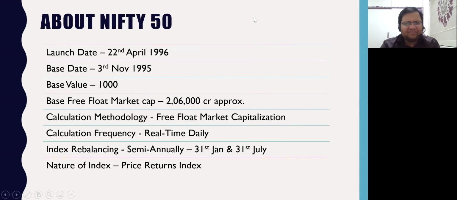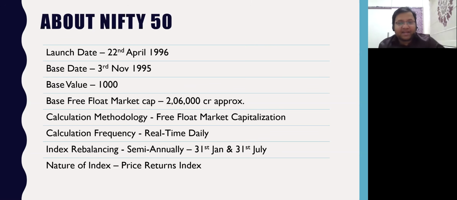Some facts about the Nifty 50. It was launched on 22nd of April 1996. So almost 24 years we have here. Base date is 3rd November 1995. Base value is not 22nd April. It was launched on 22nd April, but the base date was 3rd November 1995. So the launch date was basically 1 year after the formation of the National Stock Exchange. Base value is 1000. It is not 100. For Sensex, it is 100. But for Nifty, it is 1000.